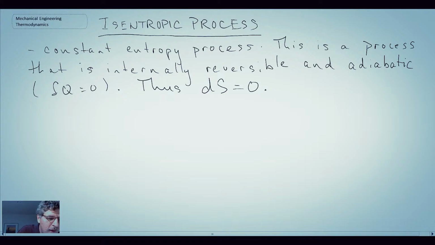So for an isentropic process, what we're looking at is a system that is internally reversible and it is adiabatic. So that means that there is no heat transfer. It is an idealization, however, it is one that we will use throughout the course as kind of like the best case scenario for different types of processes.